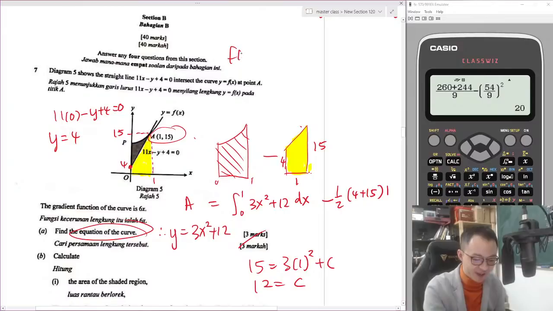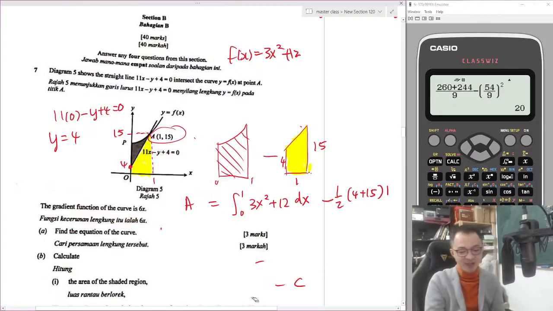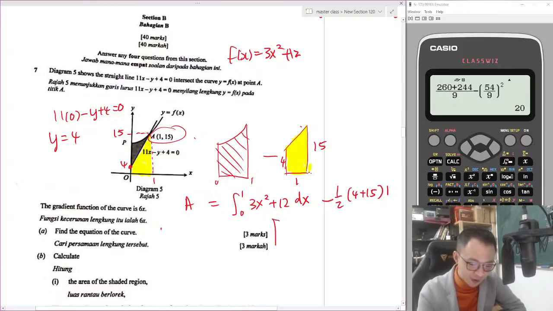Let me write my f(x) somewhere, which is 3x squared plus 12. This is the equation of the curve. I need some space here. Then I will just integrate and solve it here. Power plus 1: 3x cubed divided by 3, so I get x cubed plus 12x, from 0 to 1.